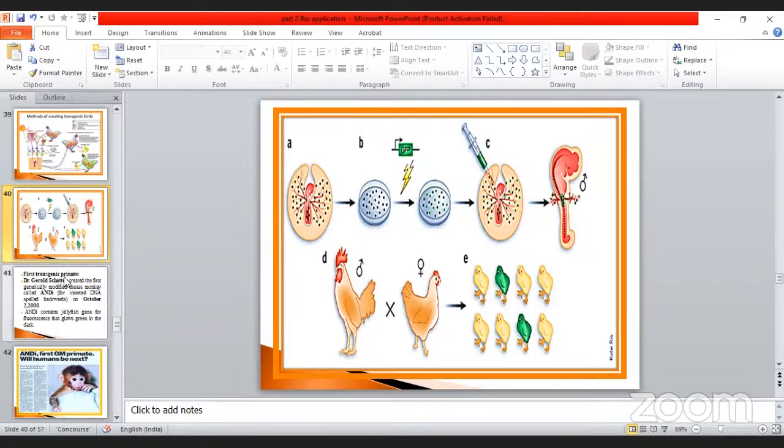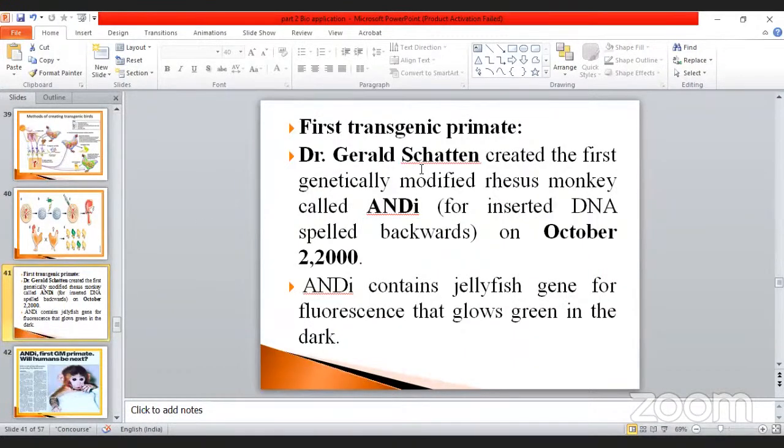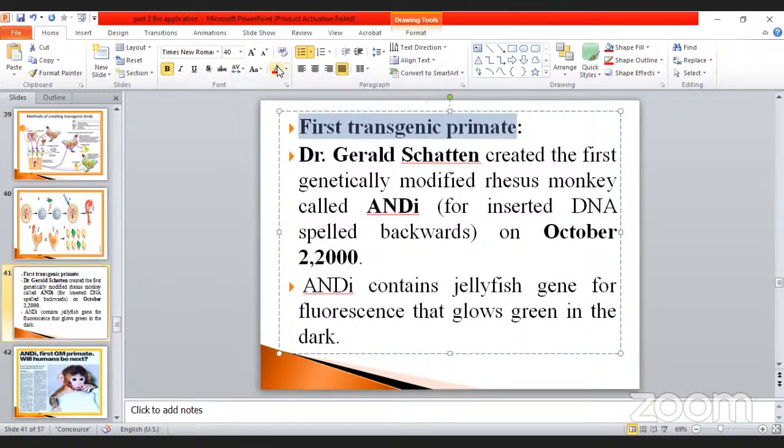And then the next one is called the first transgenic primate. Don't forget, my dear students, this is very, very important. Many times they have asked the question, which one of the following. The first transgenic primate was first introduced by the scientist Dr. Gerald Schatten, who created the first genetically modified rhesus monkey called Andy.